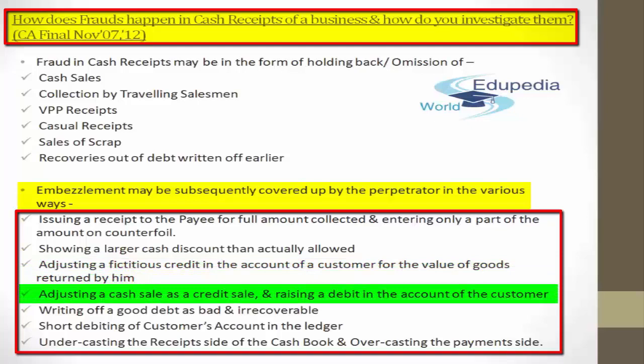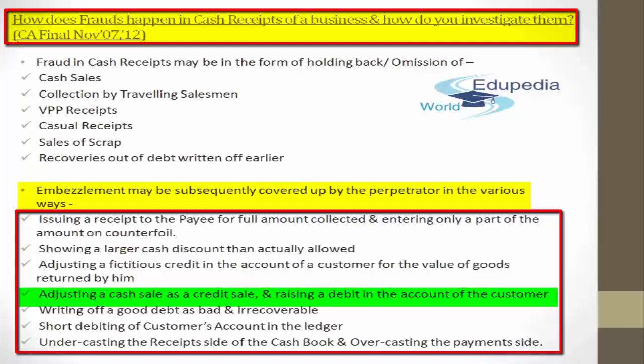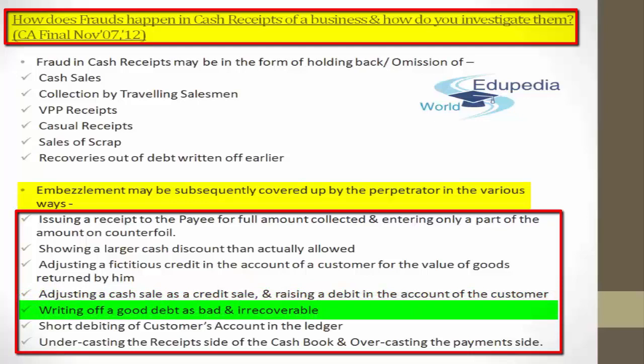Next, adjusting a cash sale as a credit sale. This is the same thing I just told you, raising a debit in the account of the customer. Next, writing off a good debt as bad and irrecoverable. Ram is very much healthy and fine, and willingly provides you, let's say, 1,000 rupees. But you intentionally write off the good debt, marking him as a bad and irrecoverable debt, and the amount you received from him you just keep in your pocket. Again, that will be considered embezzlement.